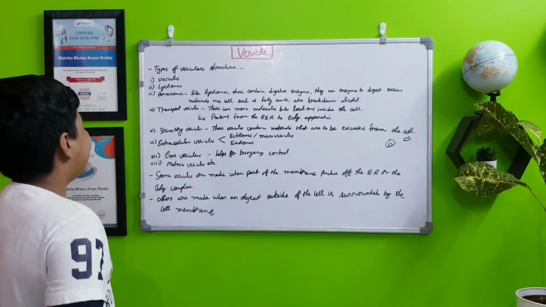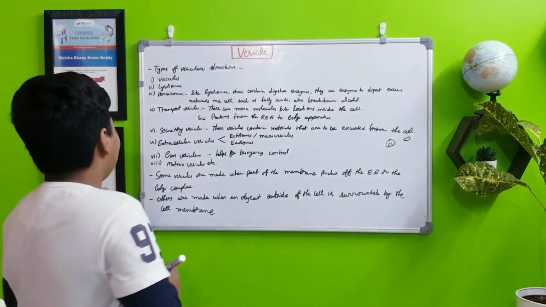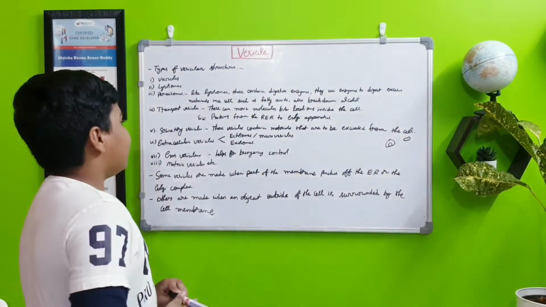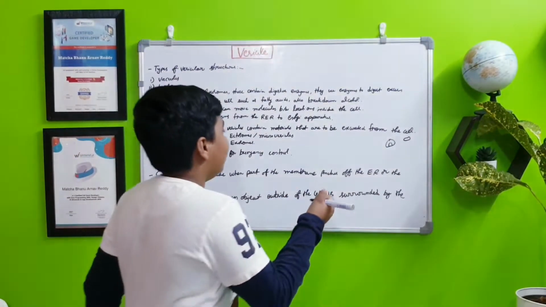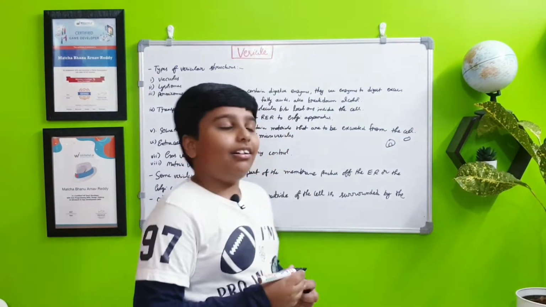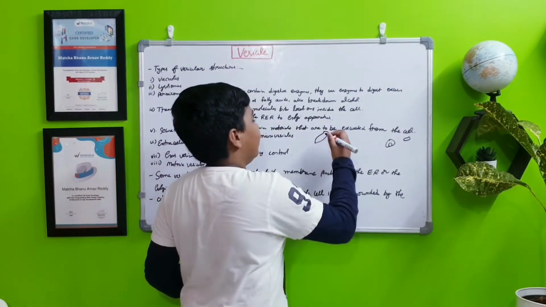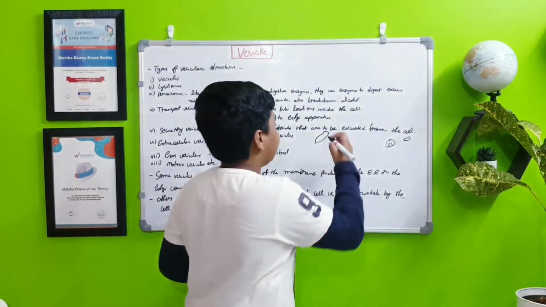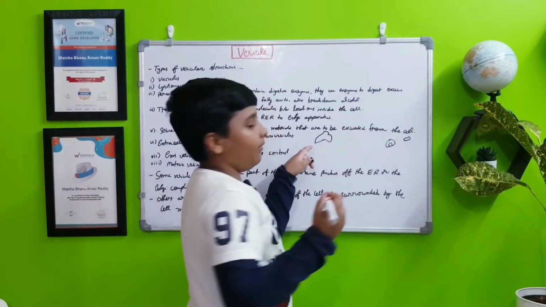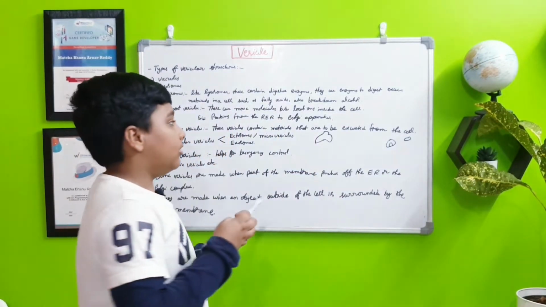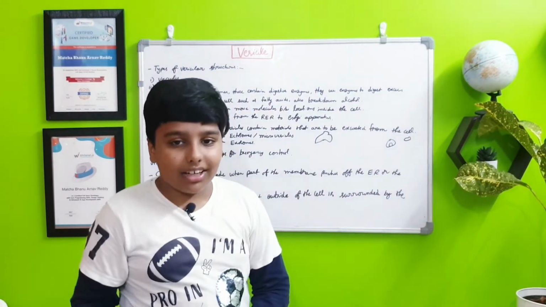Some vesicles are made when part of the membrane pinches off the endoplasmic reticulum or the Golgi complex. Some examples of them are transport vesicles, which just do that. I explained this in the Golgi apparatus video, but here, there is the endoplasmic reticulum. From the endoplasmic reticulum, the vesicle can come out. A protein inside the endoplasmic reticulum will be processed in the Golgi apparatus.